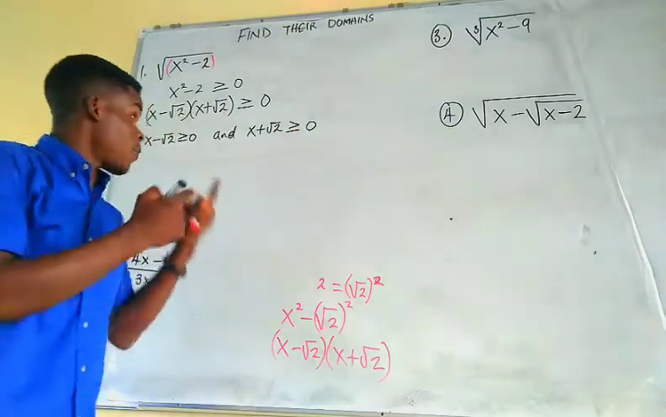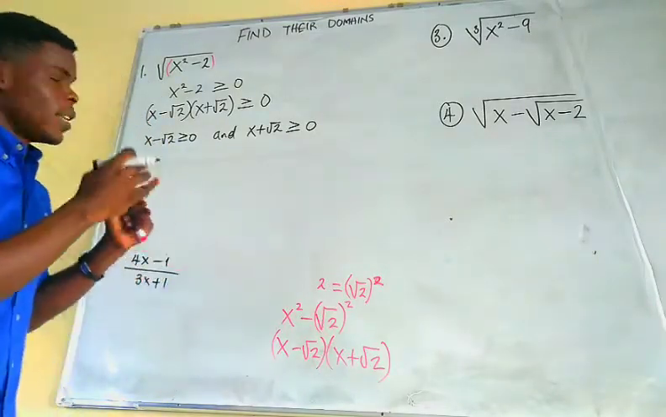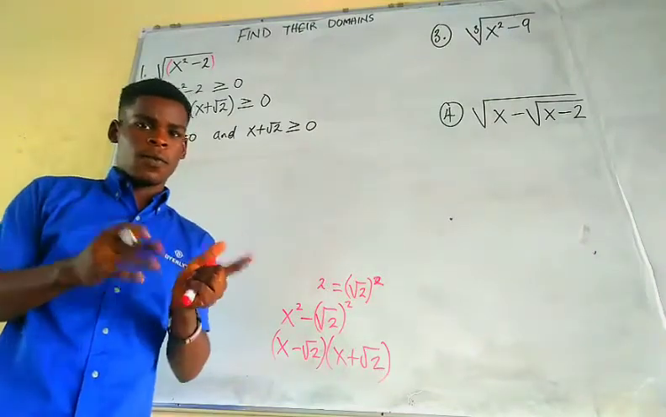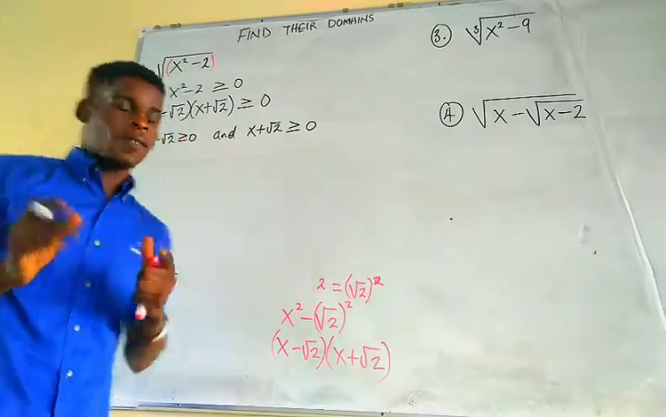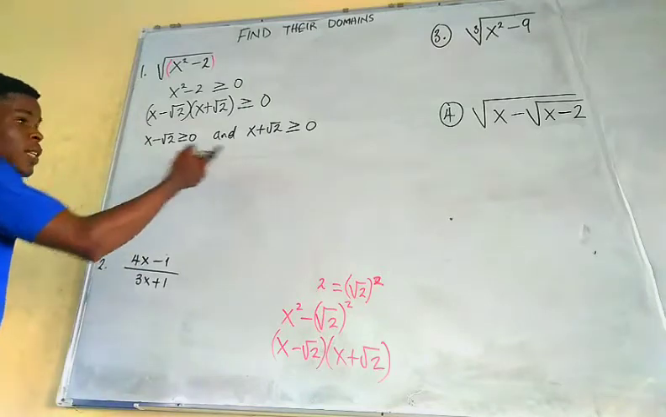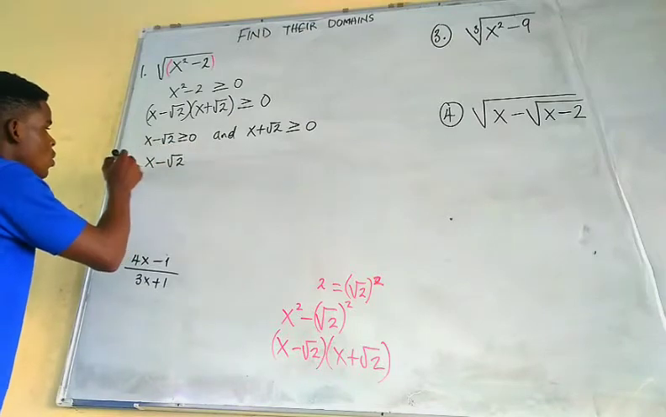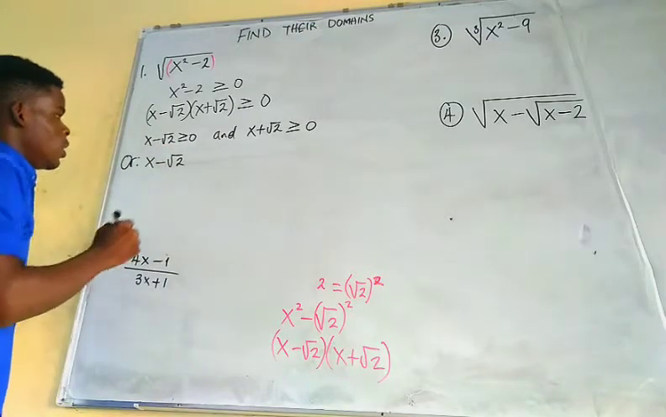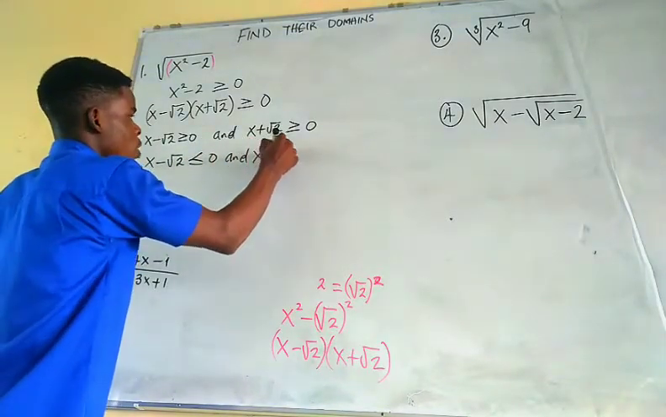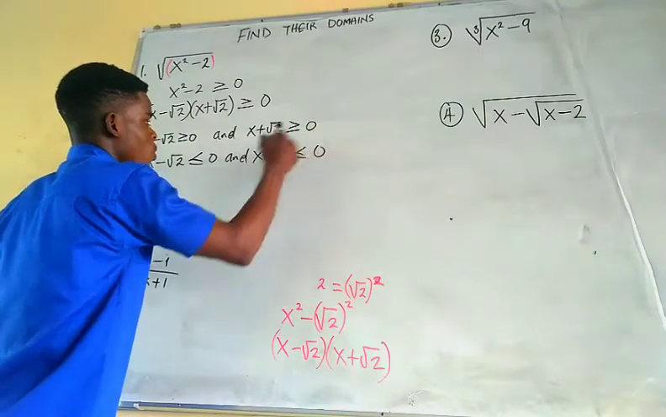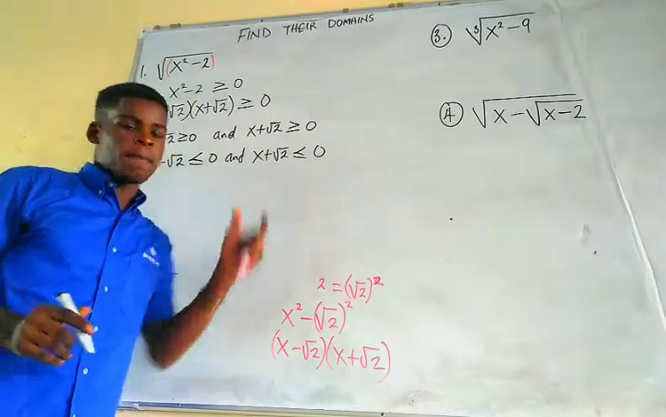For example, if you have positive 2 times positive 3, you have a positive result. But if you have negative 2 times positive 3, you're going to have a negative result, because the two of them are not positive and the two of them are not negative. So this is for the positive possibility, and for the negative possibility, it follows that x minus the square root of 2 should be less than or equal to 0, and x plus the square root of 2 should be less than or equal to 0.